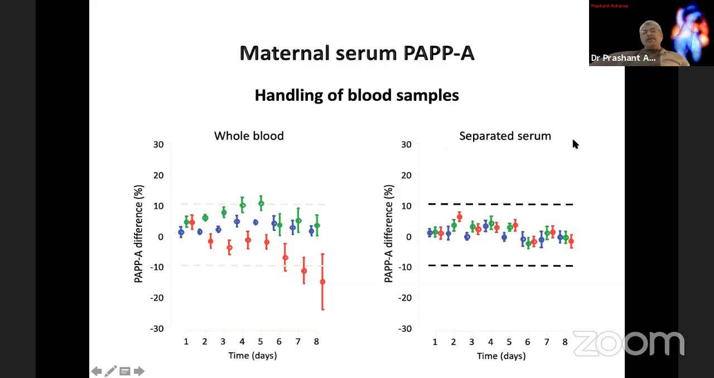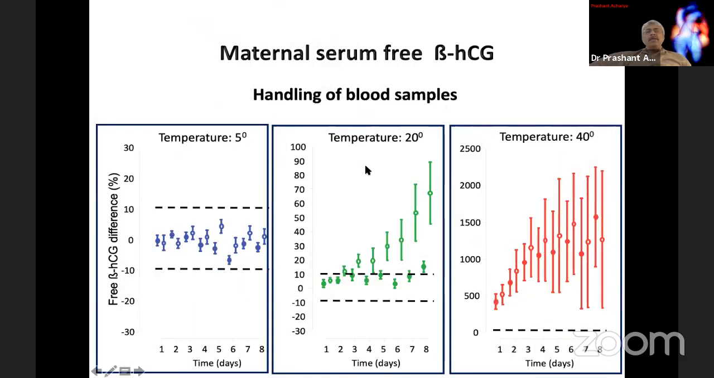But when you are using a PAPP-A dual marker, make sure that if you are sending the sample far away from your place to the lab, the serum is separated. Otherwise, the whole blood will have an altered result. Particularly for PAPP-A, we are living in a hot climate, so if the temperature of the sample is maintained at 5 degrees, it will not have any side effect.